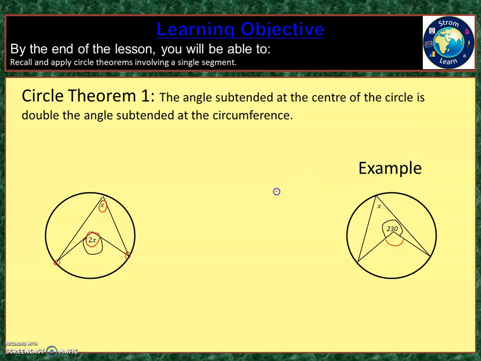Well, I'm going to start by doing 360 subtract 230, which gives me 130. Okay, and that's because I know that the angles around a point have a sum of 360. Now I know that angle x is going to be half of that, which in this case is going to be 65.